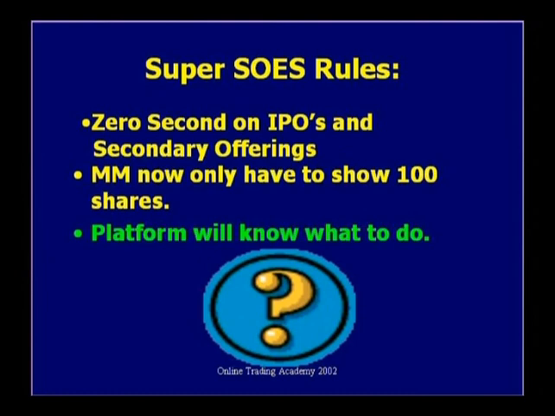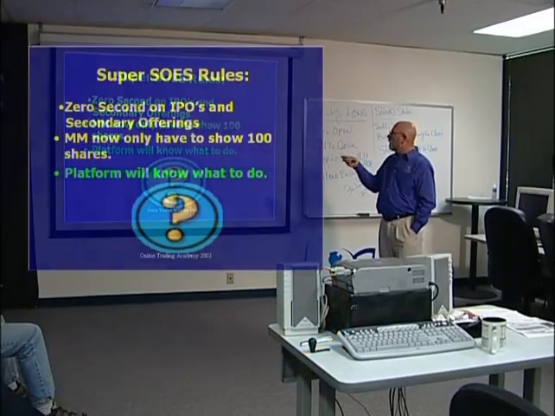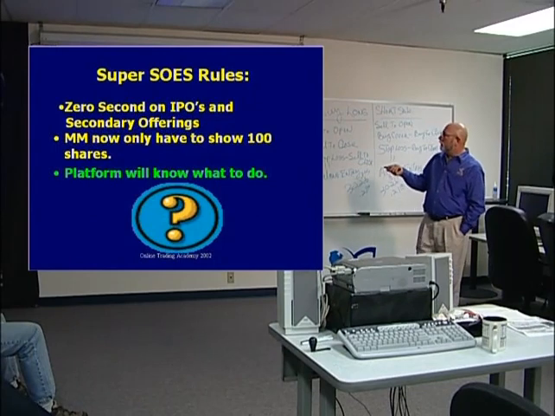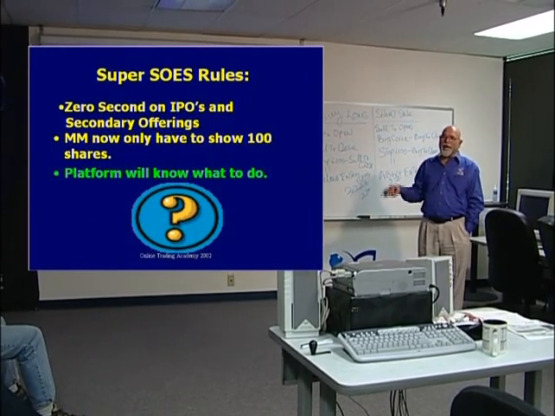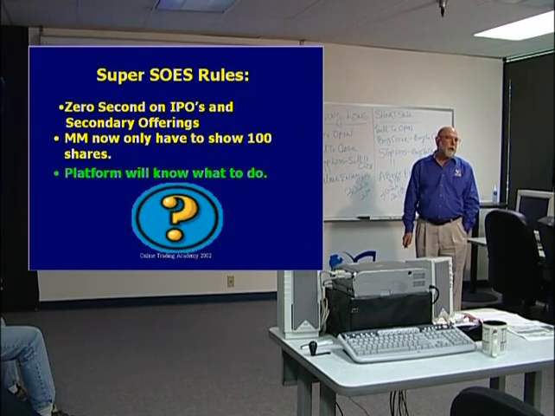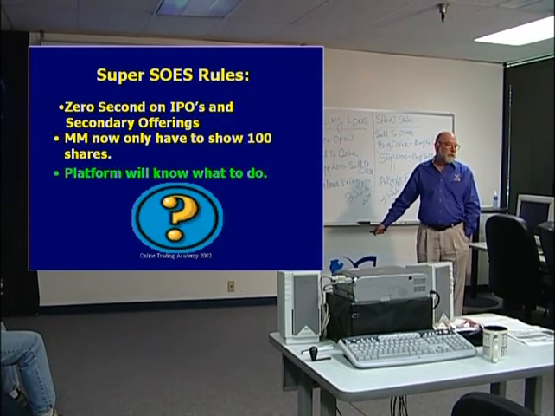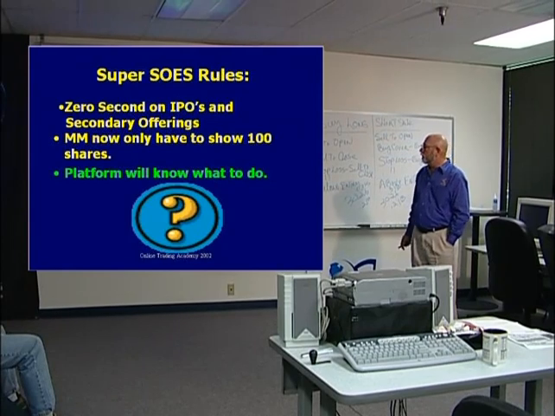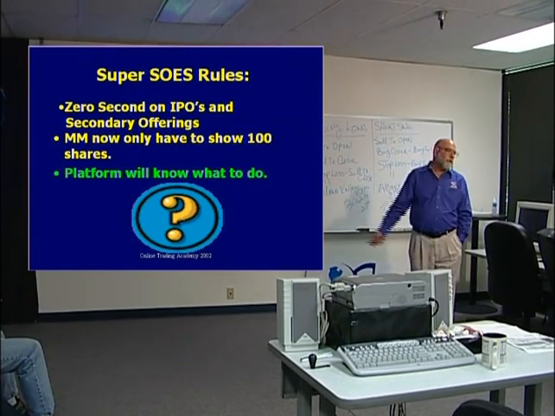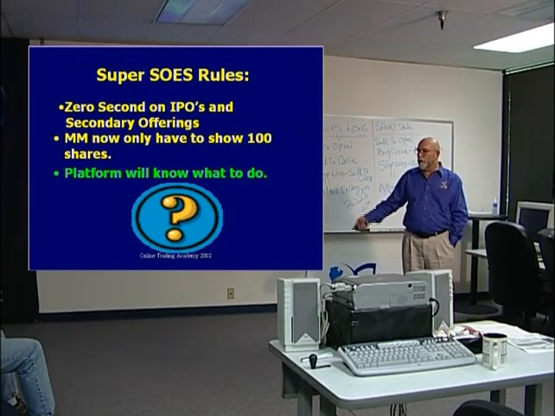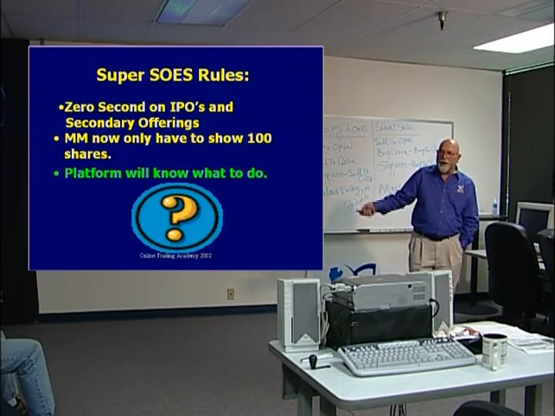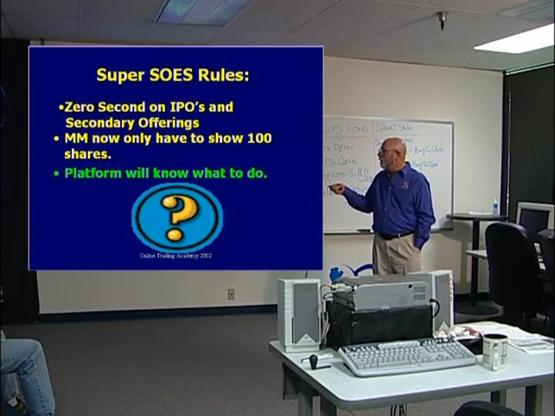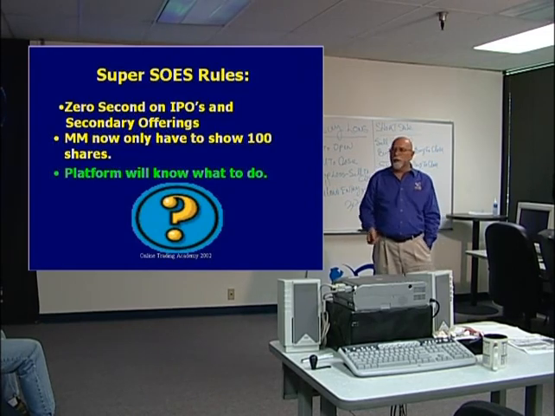And also under rules, and again almost ridiculous rules, there are 0-second waiting periods on IPOs and secondary offerings, okay? The bad news is when super SOS came in here, the market makers had to reduce their share size from 1,000 and only have to show 100 shares. They could be hiding 1 million, but they only have to show 100 shares. For any of these rules, whether it's shorting or small cap tier size or the waiting periods, your platform will know what to do. Any questions on SOS?